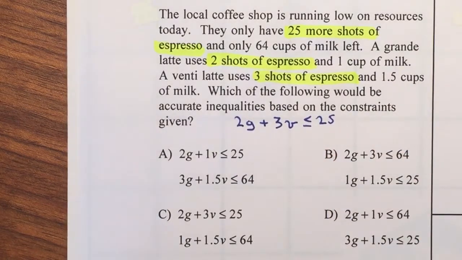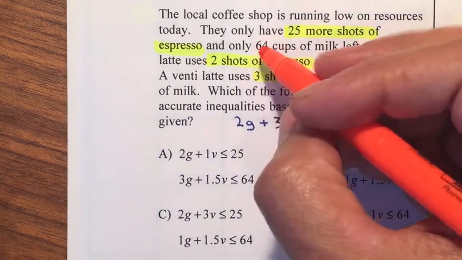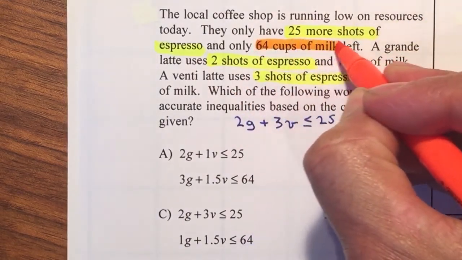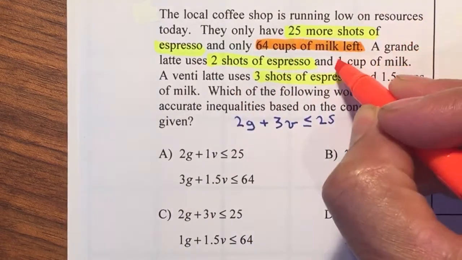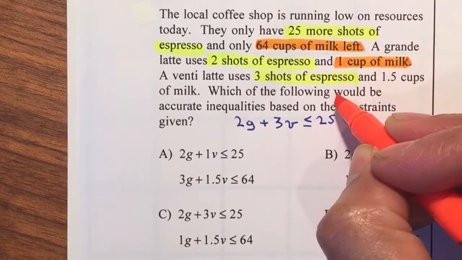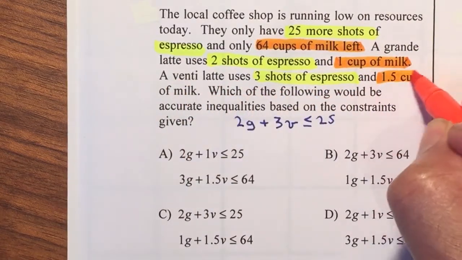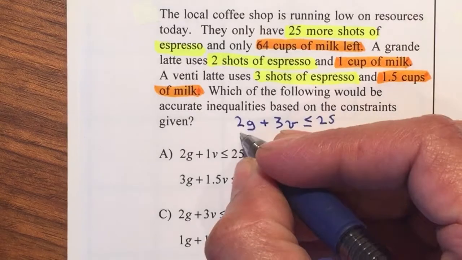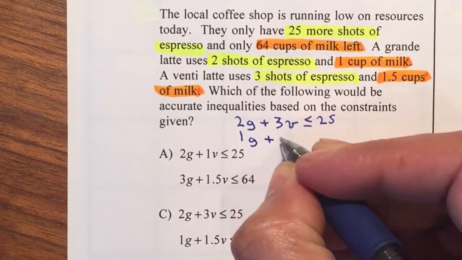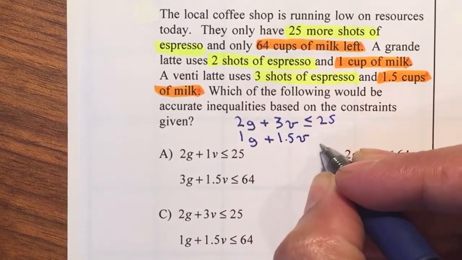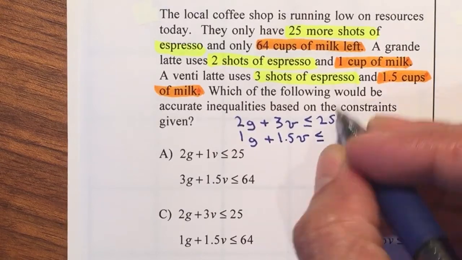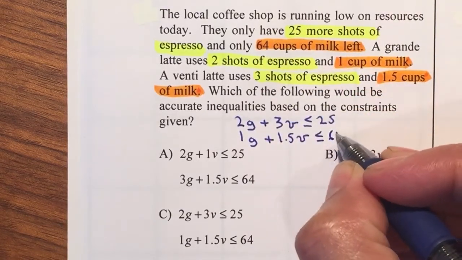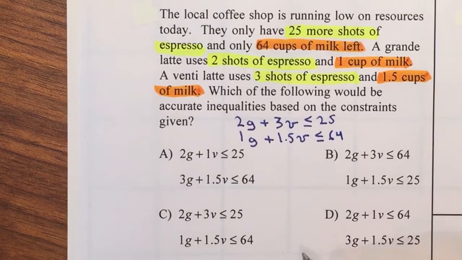Our second inequality will have to deal with the milk. We have only 64 cups left of milk. Your grande will use 1 cup of milk versus your venti that will use 1.5 cups of milk. Therefore, 1 for the grande plus 1.5 for the venti, and that has to be less than or equal to the total amount, which is 64. And that'll be the two inequalities.